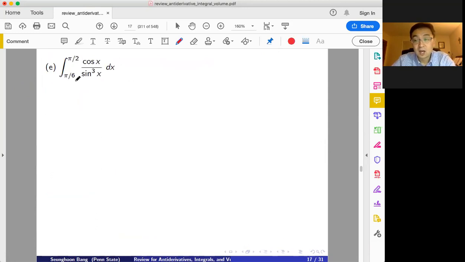So let me see. How can you solve this problem? The integral of cosine x over sine cubed x dx. Do you know how you can solve this problem? We cannot find the exact antiderivative of cosine x over sine cubed x. It's really difficult. So what's the best way? We can use U substitution.